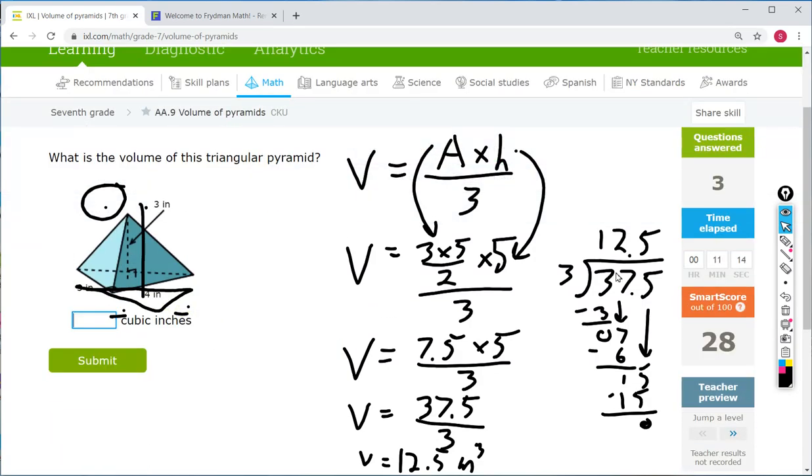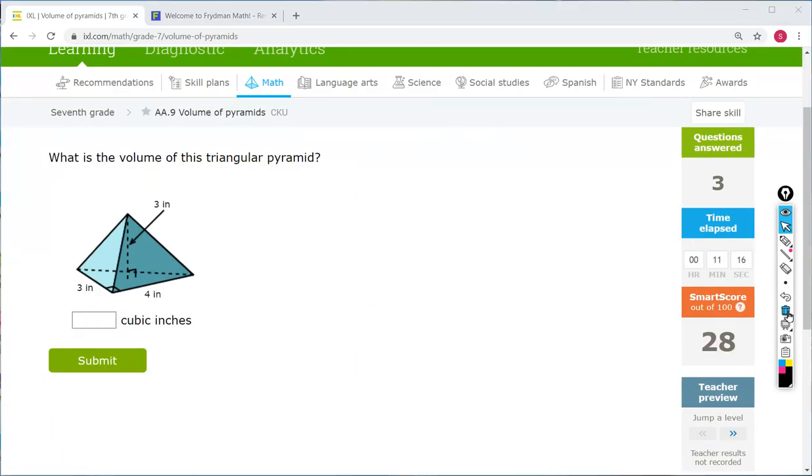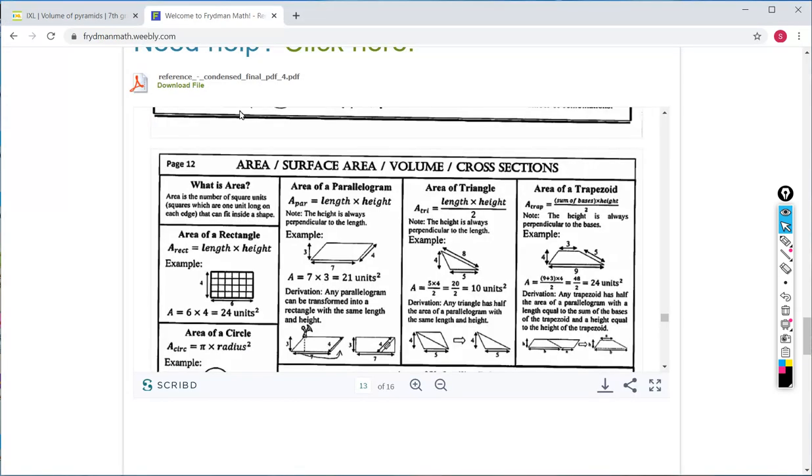All right, so this one is another pyramid with a triangular base. It's very important that you take a look at the shape of the base. If the shape of the base is, let's say, a rectangle or a parallelogram, then you would just be doing the length times the width to find the area of that base. But if it's a triangle, then remember you have to divide by 2 to find the area of a triangle.